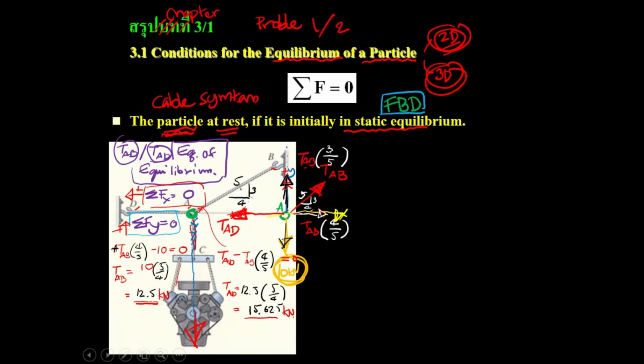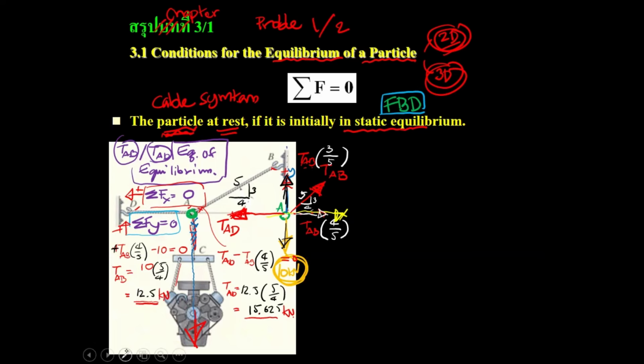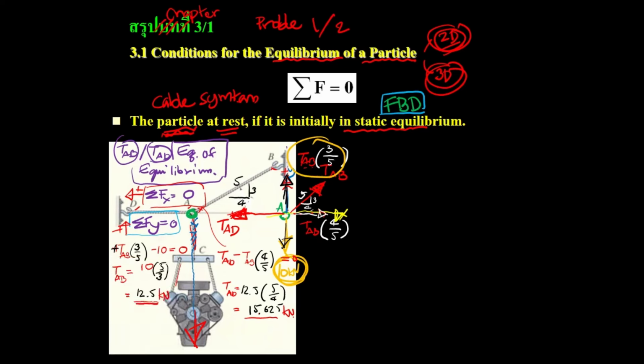T sub AB times 3/5. This one is not correct. Change it, you may change anything. This is going to be times 3 and then 5, so this one is going to be times 5/3. What did you get?